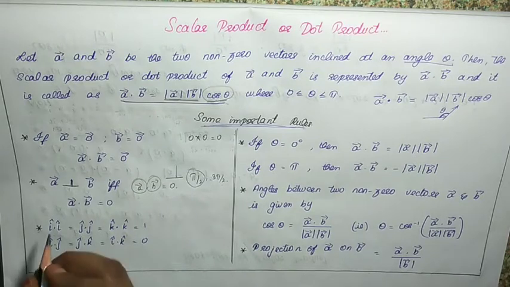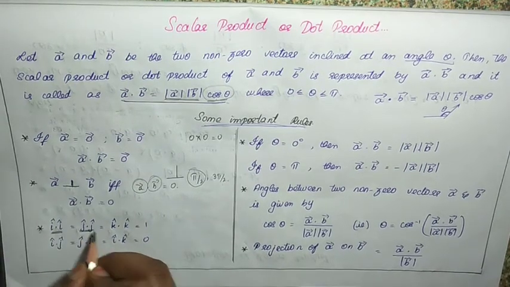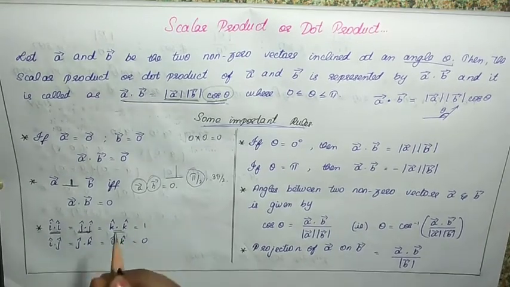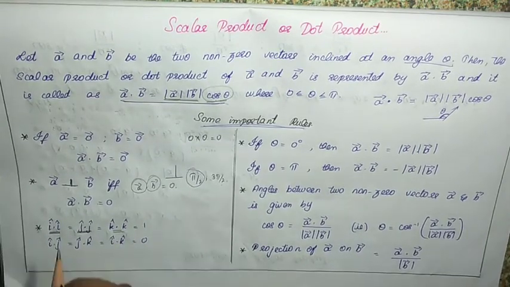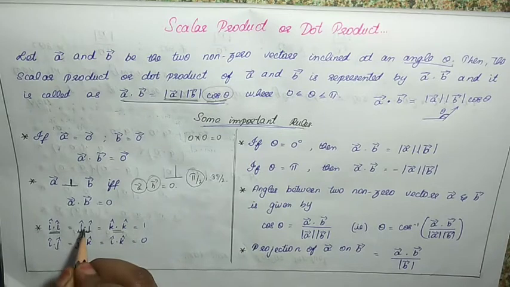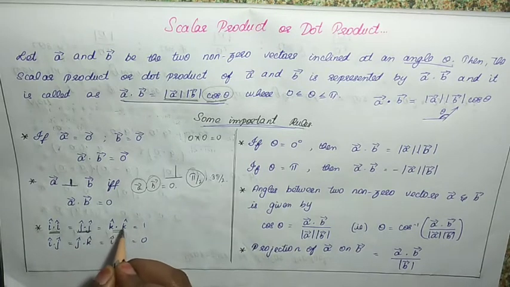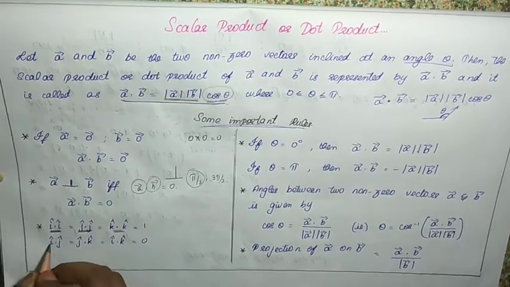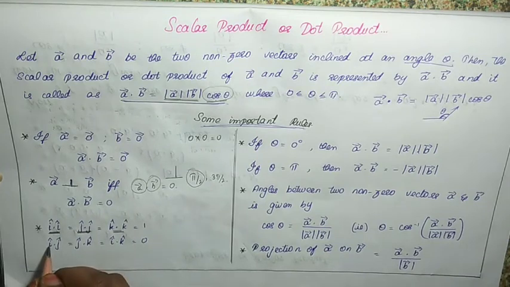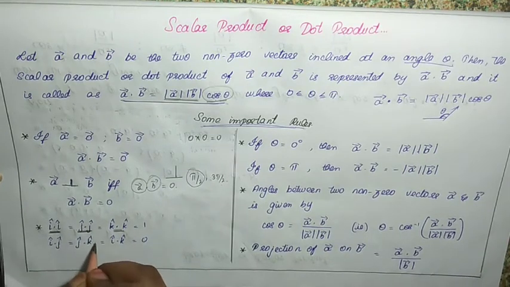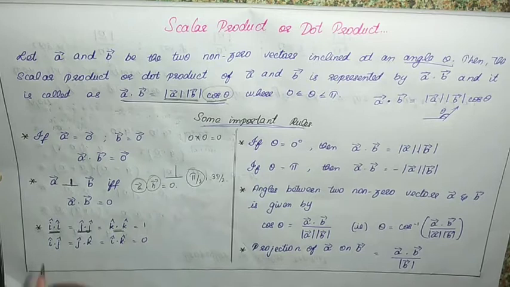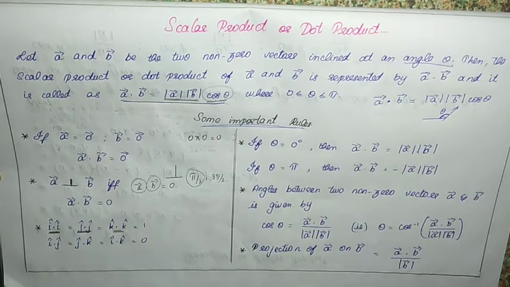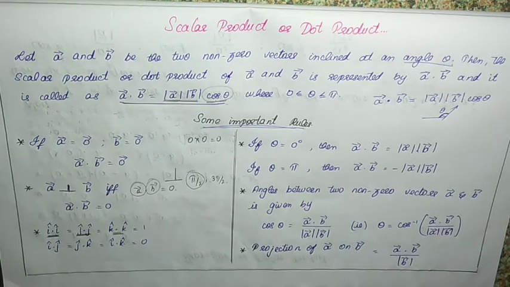Next, these are very important components that you have to know in the dot product. i cap dot i cap equals j cap dot j cap equals k cap dot k cap equals 1. If we multiply these, we get 1. Then if we multiply i dot j, j dot k, i dot k, or j dot i, k dot j, k dot i, everything gives us 0.